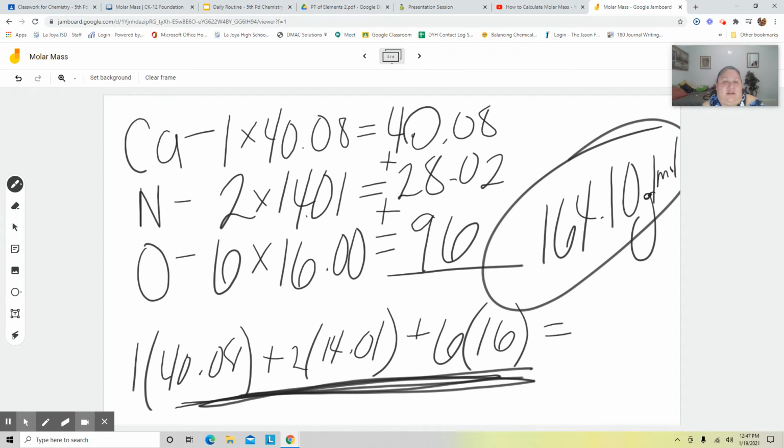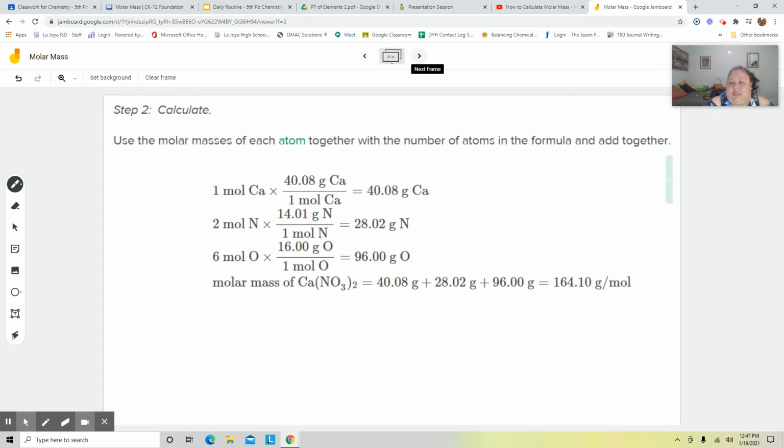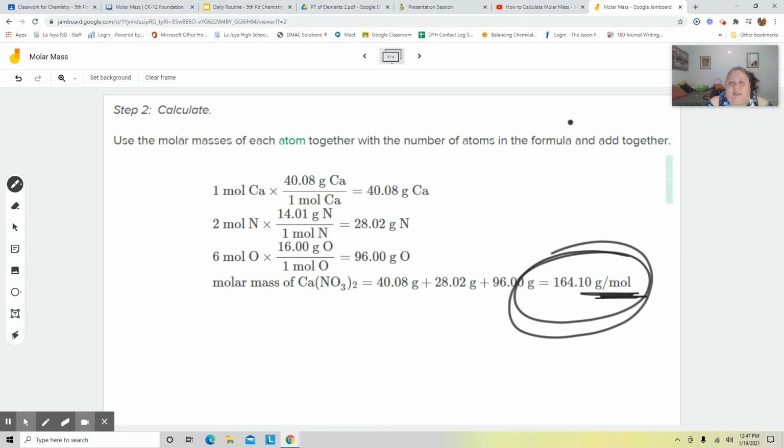Okay? Because there is a lot of math that you have to do and people get confused. So I like to give partial credit for most, because you could have the correct process. It's just that you did something mathematically wrong. So I always give partial credit, but make sure you show your work. All right, if we look at the next page on Jamboard, you'll see that they got the same answer that we did, 164.10 grams per mole. Make sure to always include the unit for molar mass.